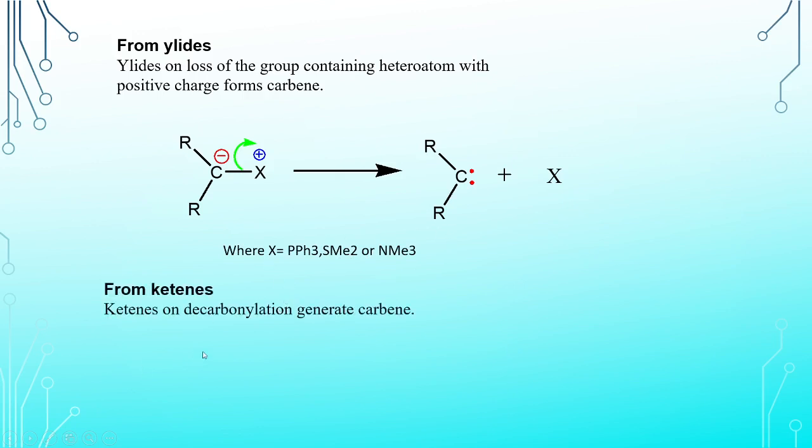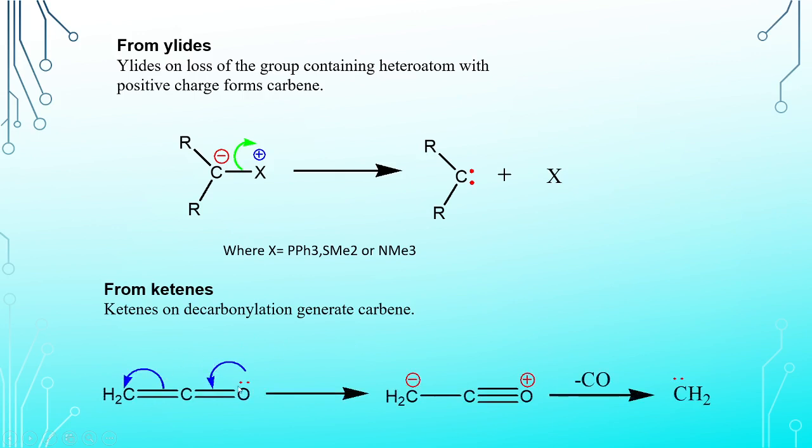From the ketenes, on decarbonylation, the carbene is generated. This is the structure for ketene, and when it loses the CO molecule from the structure we get the carbene as a product.